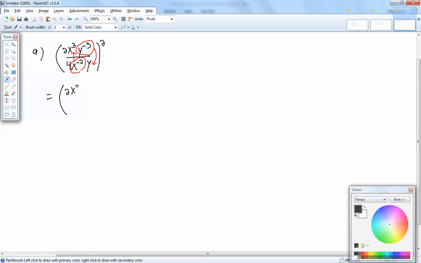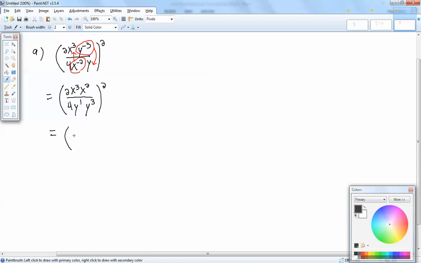So we got 2x to the third. We took the x to the negative 2 up there, it becomes x to the positive 2. Down here we got a 4, and we took the, well, that's y. Now think what power would be on that y. That'd be y to the first. Now this y to the negative 3, when I took it down below, it becomes y to the positive 3. All of it raised to the second power.